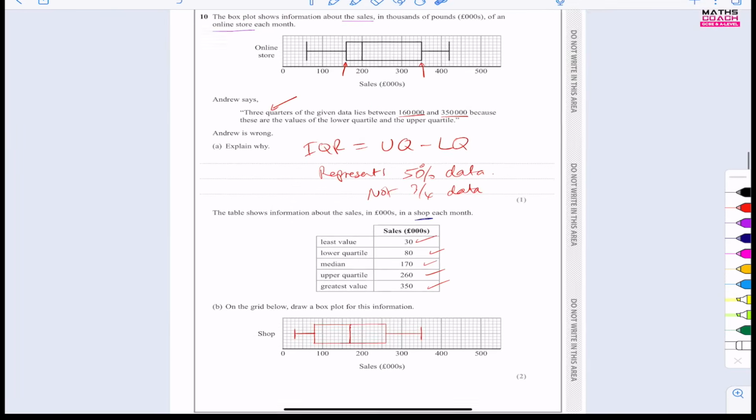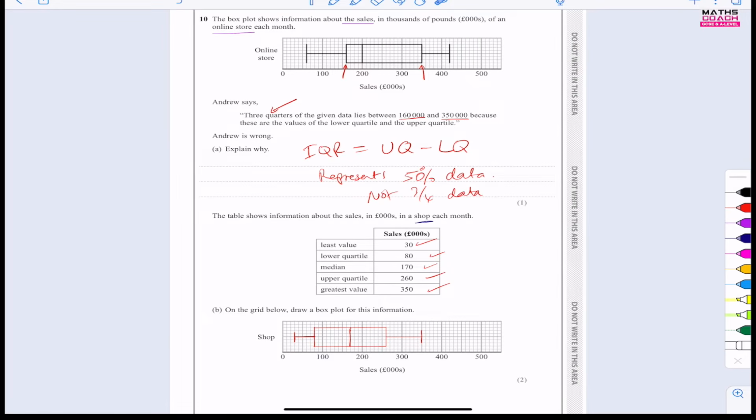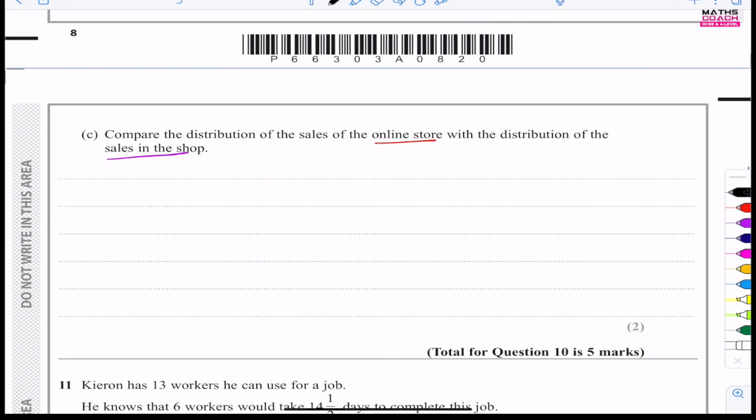So if we look at both of the box plots, what do we see? Usually you want to talk about the median, the interquartile range, something like that. So let's start with the median. You can see for the online store, the median is 200, and for the shop, it was 170. We've been told that here as well. So the shop has a smaller median. This means that you can say median of shop is less than online. And what does that mean? That means on average, the average person spent more online than in the shop.